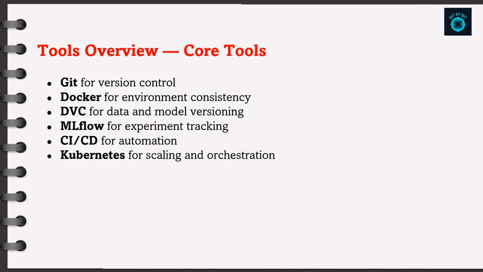Tools Overview. Core Tools. Let's look at the main tools used in MLOps. MLOps depends heavily on automation and collaboration, and these tools make that possible. Git is the foundation. It handles version control for code, configurations, and scripts. It keeps your project organized and allows collaboration through platforms like GitHub or GitLab.